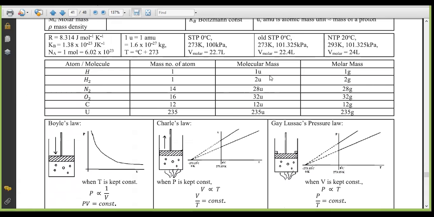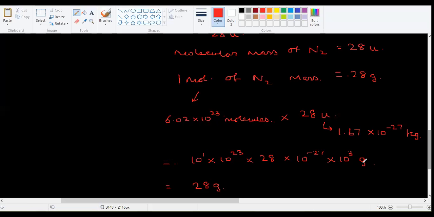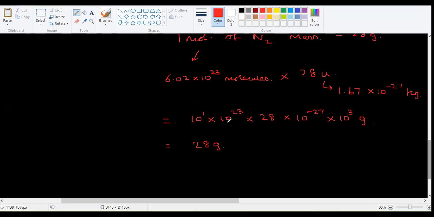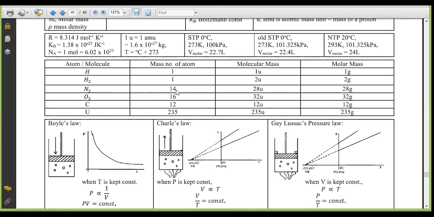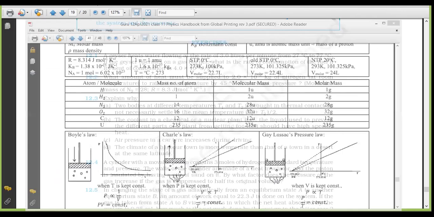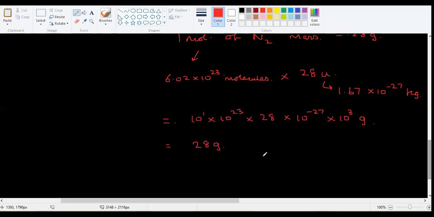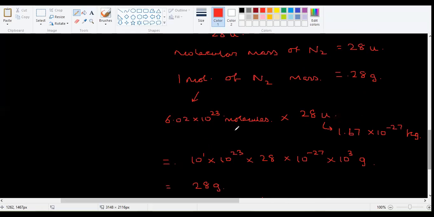What does that mean? Whatever number you have, you can convert it to grams. Why? Because just now I explained how the tens get cancelled out. So all these things will cancel. It will be in grams. Okay, approximately it will be equal to 28 grams. You see, nitrogen mass number of the atom is 14. Molecular mass is 28U, which means 28 grams. Similarly, carbon 12U, 12 grams. Uranium 235U, 235 grams. Nuclear physics you'll be studying in the next year. So for now, take down this explanation so that you'll understand how this 28U gets converted to 28 grams for one mole.